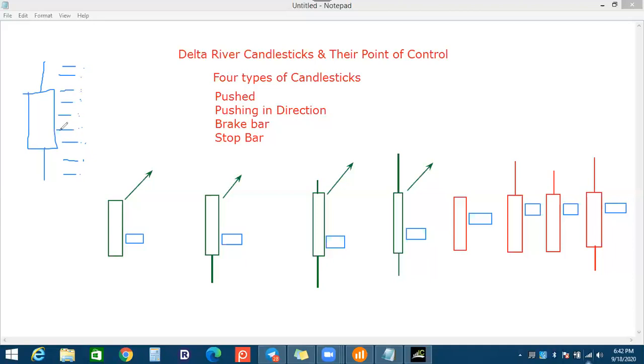And which tick is higher? This tick's volume is higher, so we can consider it a pushing in direction candle, if this candle is a green candle. Each and every volume information is a tick. This is the tick level. So this is what is called pushing in direction. The pushing in direction signal is a continuation, okay. The third candle is a break bar.